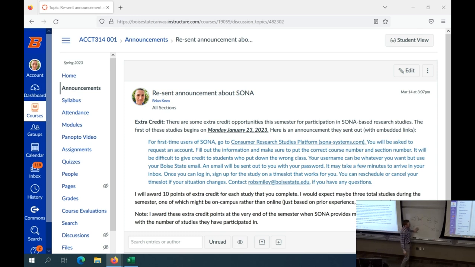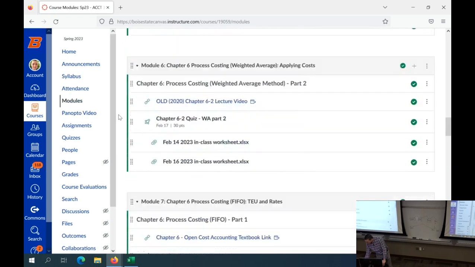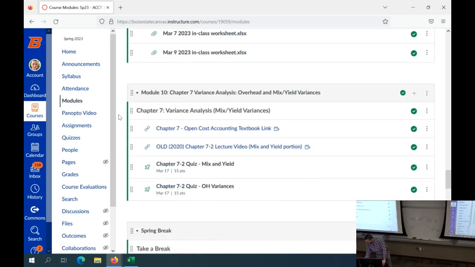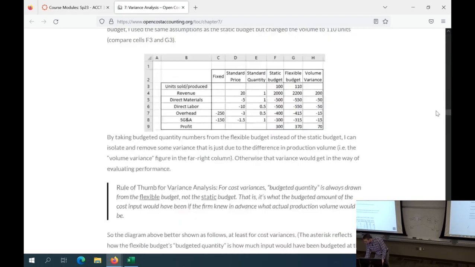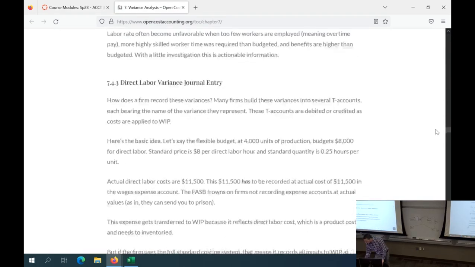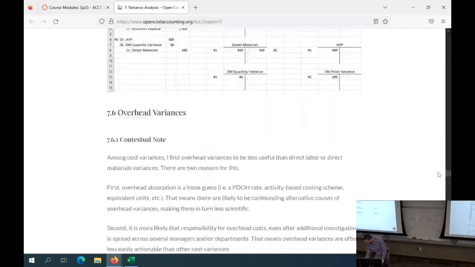All right, so first of all, we are in module 10 here, and we're going to be talking about overhead variances and mix and yield variances. So two specialized kinds of variances in variance analysis, and they're towards the bottom of the textbook. I think there's section 7.5 and section 7.7 here in the textbook. 7.6 then, they would be the overhead variances.